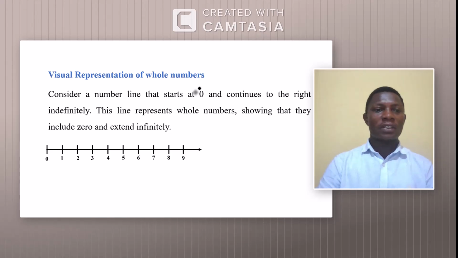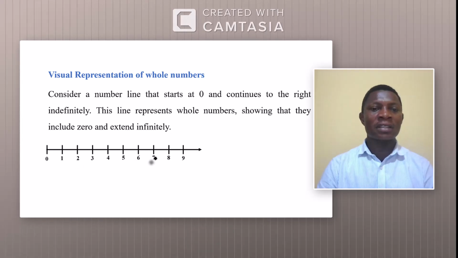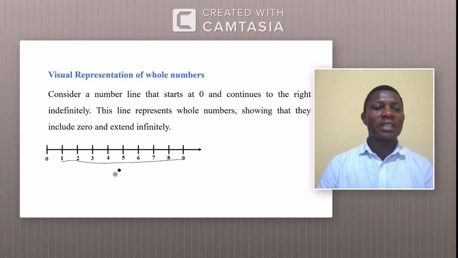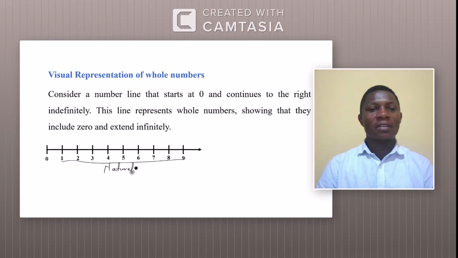This is the explanation we have already given: from the number line here, we can see the first number on it is 0. Then 1, 2, 3, 4, 5, 6, 7, 8, 9. This set of numbers here represents our natural numbers, or our counting numbers.